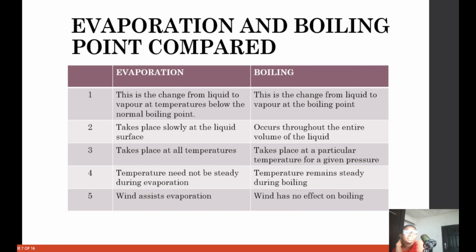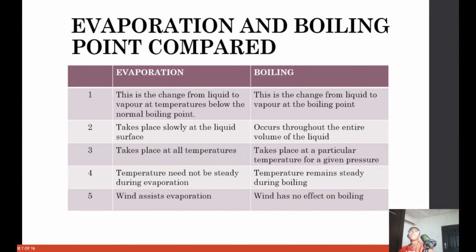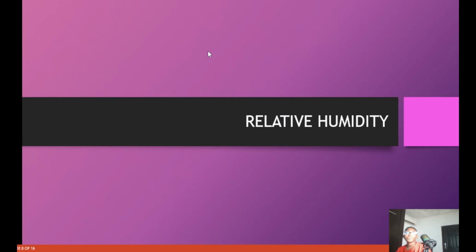Temperature need not be steady during evaporation, while for boiling, temperature remains steady. Wind assists evaporation. Wind has no effect on boiling. These are the differences between evaporation and boiling.